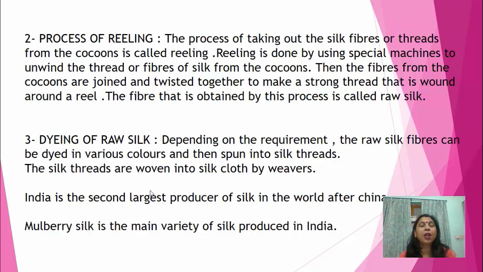India is the second largest producer of silk in the world after China. So who is the largest producer? China. And the silk was discovered in China only. Mulberry silk is the main variety of silk which is produced in India. Other varieties are also produced, but the main variety is mulberry silk.